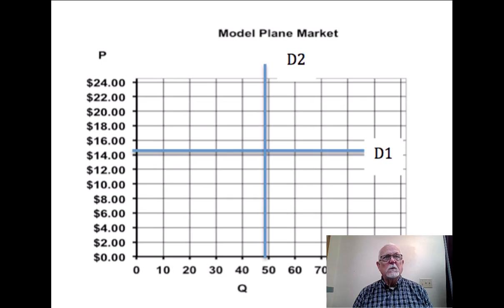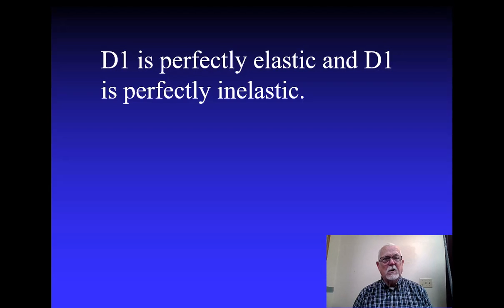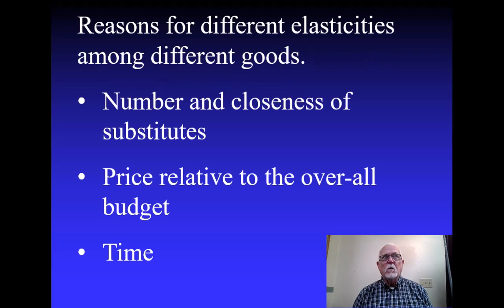Now the extremes: the D1 demand curve is perfectly elastic. The D2 curve is perfectly inelastic. Those will be important for later topics. So why does elasticity vary among different goods?